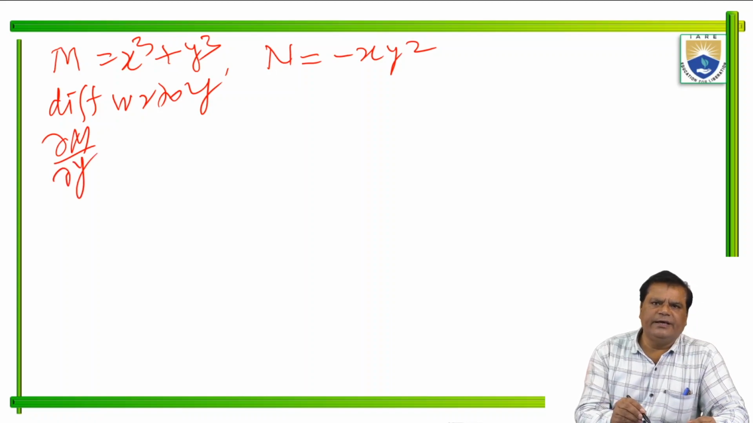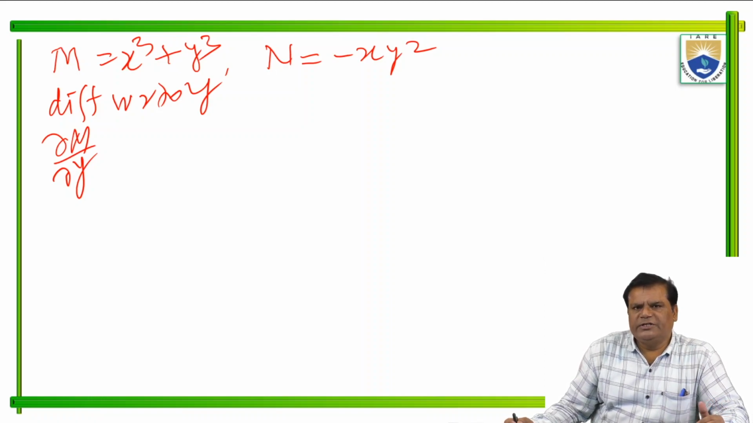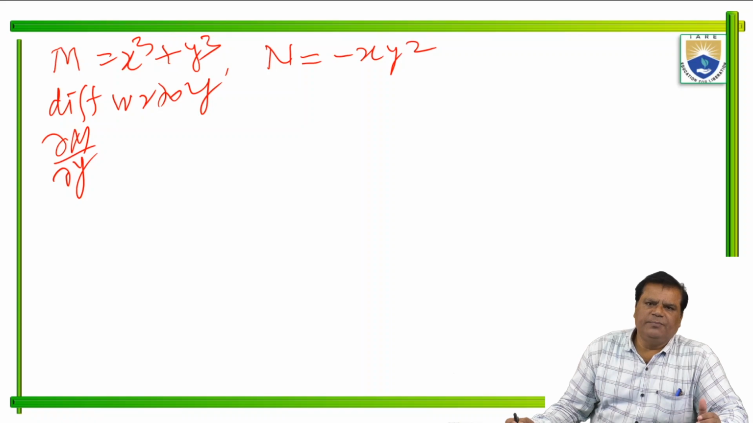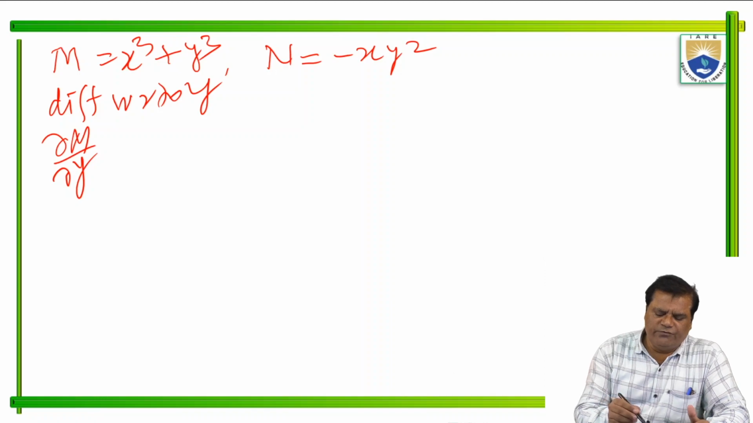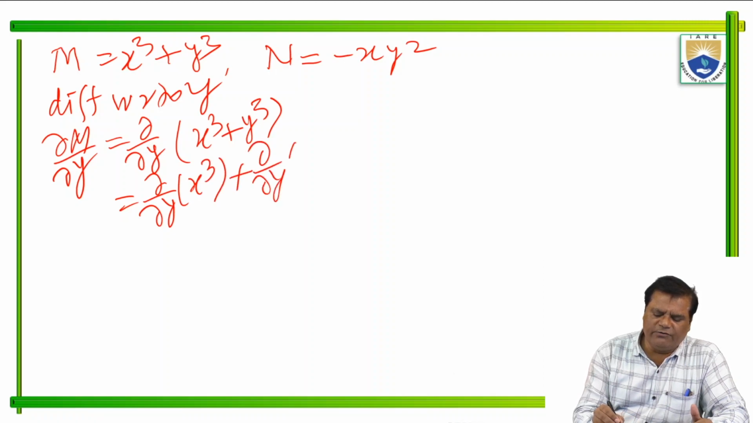x is a constant here because we are doing a partial derivative. When we are doing a partial derivative with respect to y, the other variable is kept constant. Here there are only two variables, x and y, but we are differentiating with respect to y, so x is kept as a constant. So del over del y of x cube plus y cube is del over del y of x cube plus del over del y of y cube. But x is a constant here.